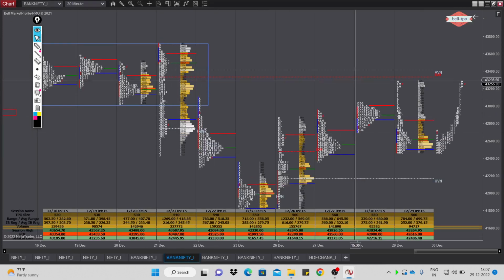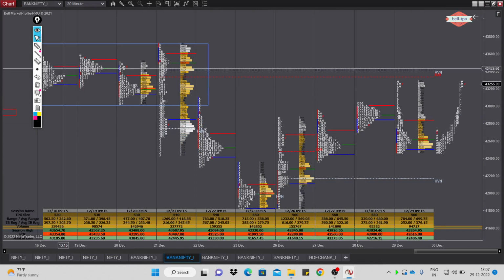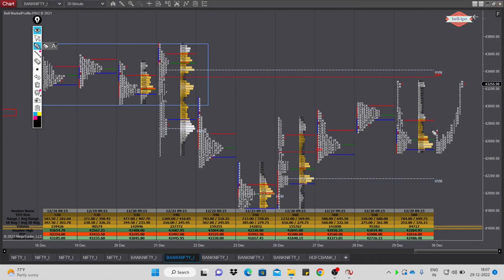So let's come to the profile charts. We can see here we opened gap down, around the lows of the previous day zone. This opening would have interested some sellers, because as we discussed, this was the very important zone which buyers need to defend. And in the initial part of the day we started accepting around these zones, which gave more confidence to sellers.